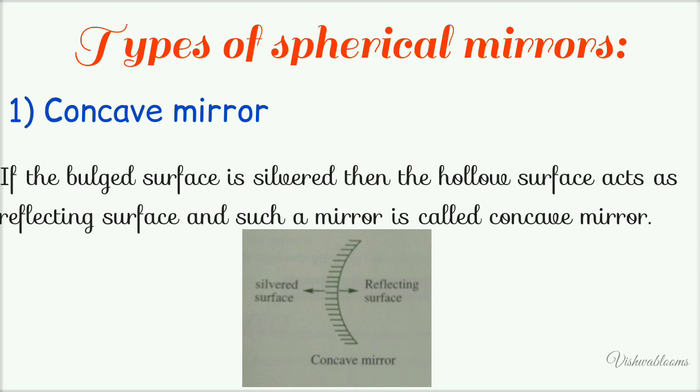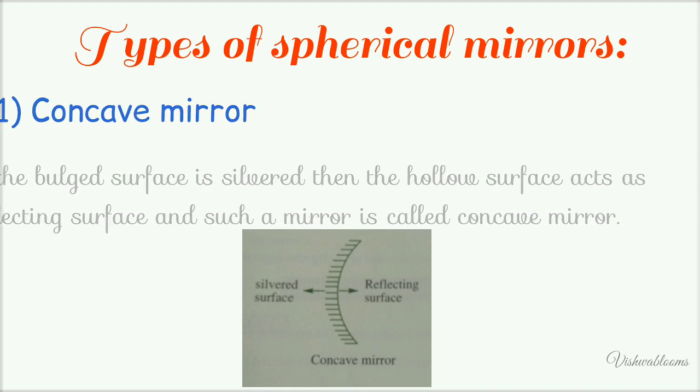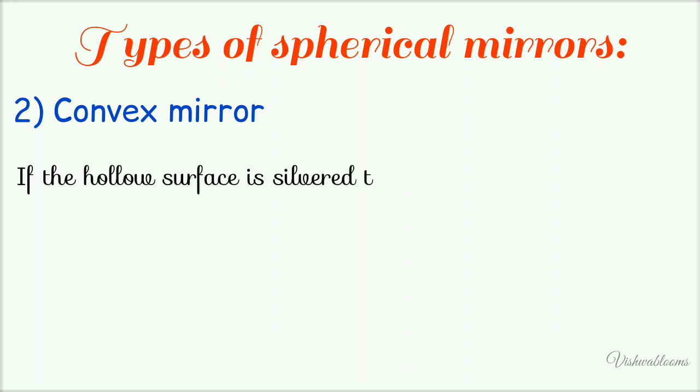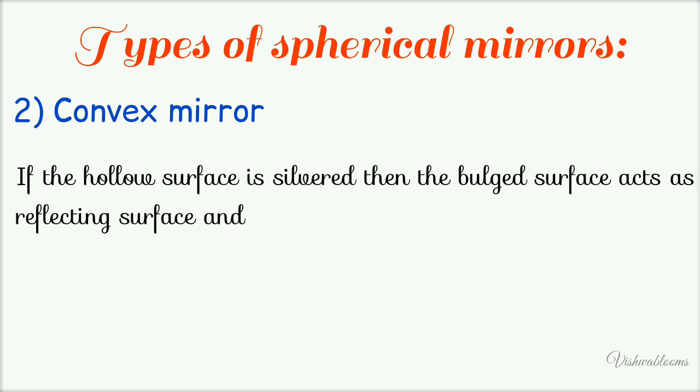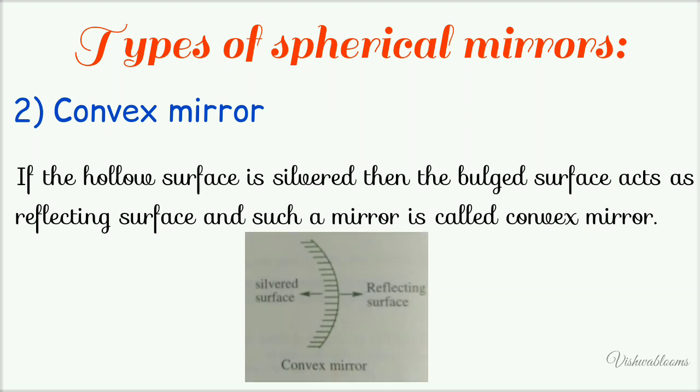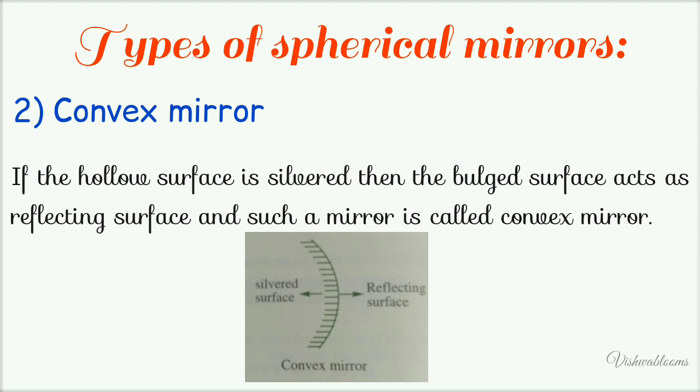Fine, let's move on to the next type of spherical mirror, that is the convex mirror. If the hollow surface is silvered, then the bulged surface acts as the reflecting surface, and such a mirror is called a convex mirror. Let's see the picture to understand it clearly. Here the hollow part is silvered and the other part, the bulged surface, is the reflecting one. On the silvered surface you would not see the reflection. So these were the types of spherical mirrors.